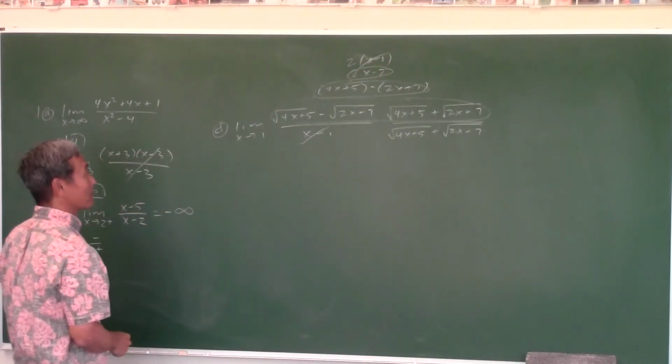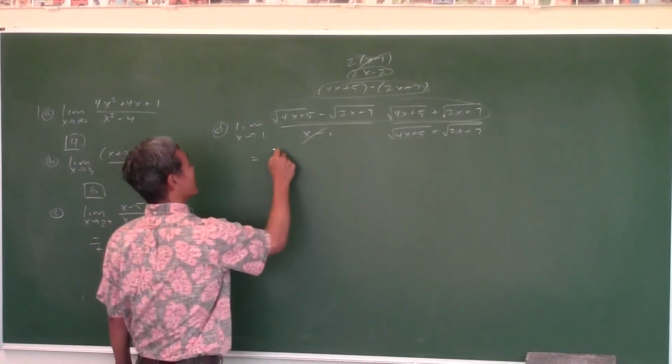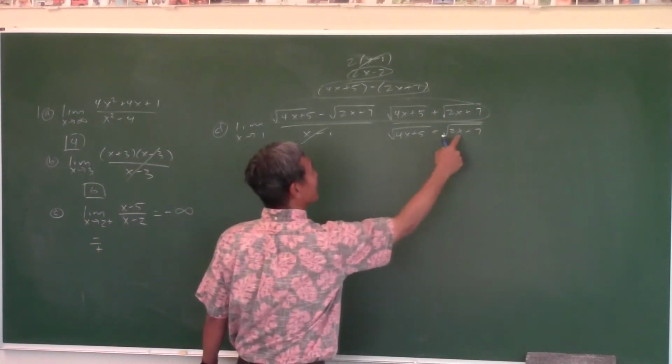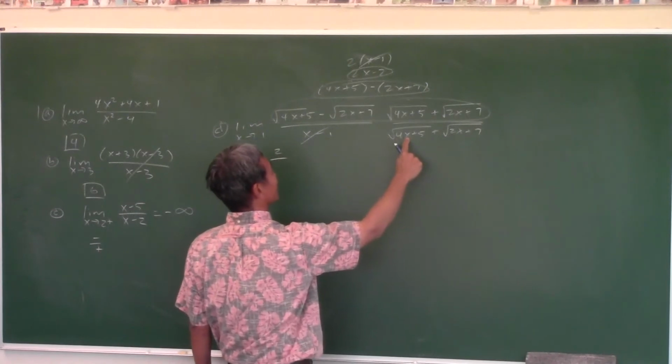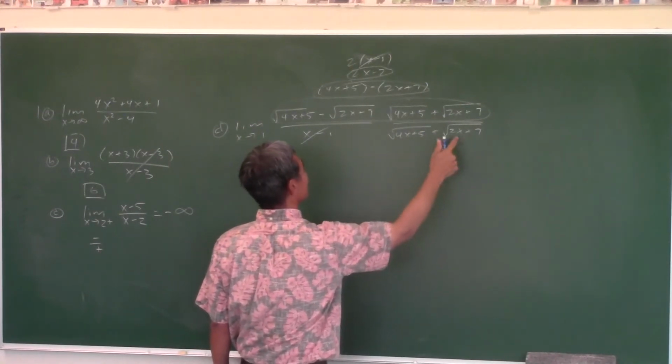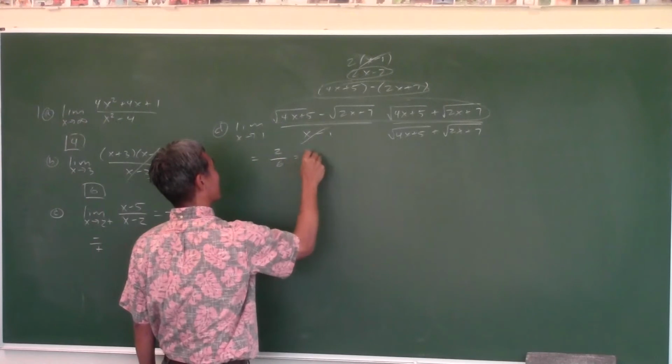Now can I plug in 1 and get something? Yeah, you get 2 over, and please don't forget about this. What happens when you plug in 1 here? You get 3 plus 3, and that's how you get 1/3.